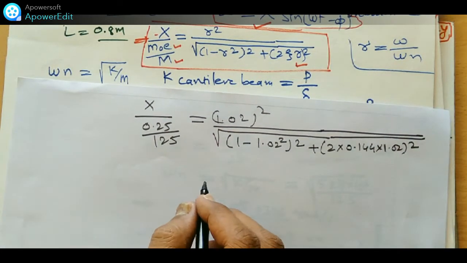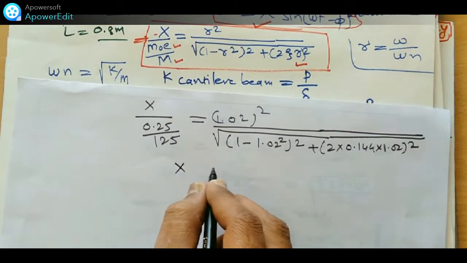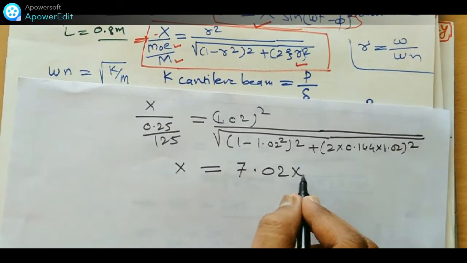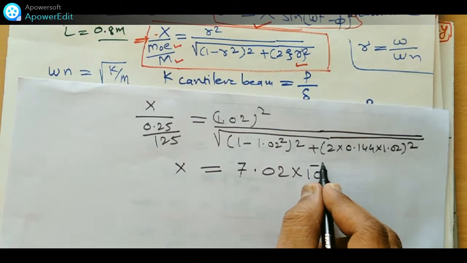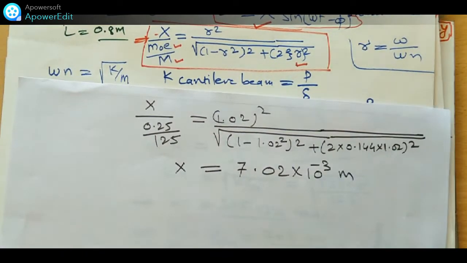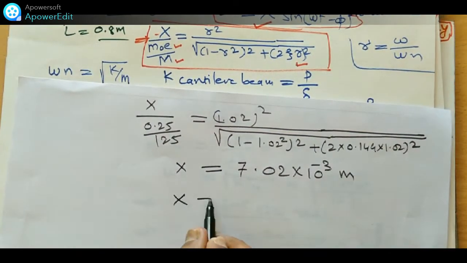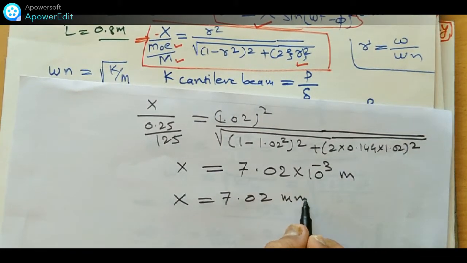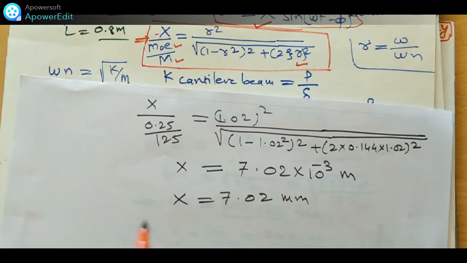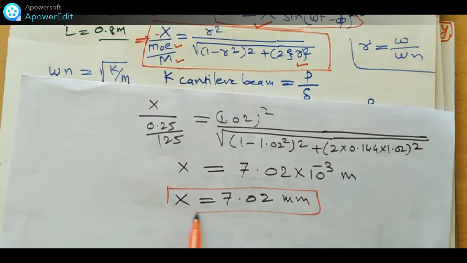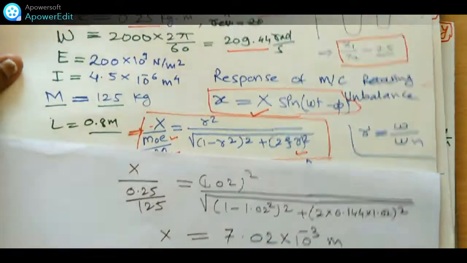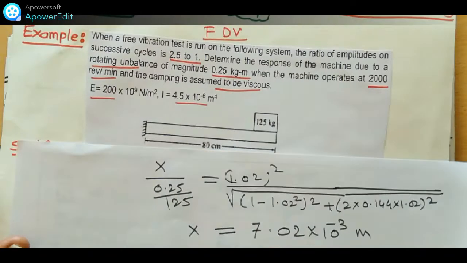the value of X is 7.02 into 10 raised to minus 3 meter. Now again we have to write in terms of millimeter, 7.02 millimeter. So friend, this is the response of this system. What is this? This is the response for the system, 7.02 millimeter, for this rotating condition.